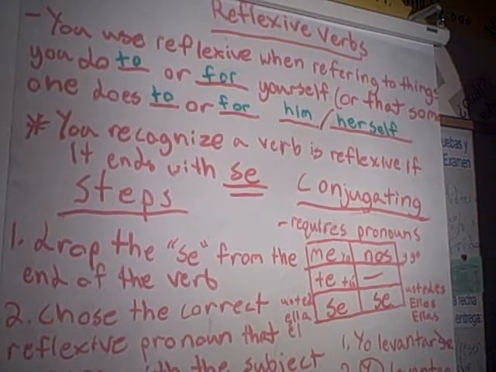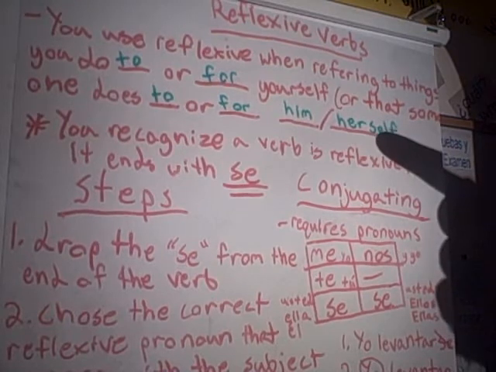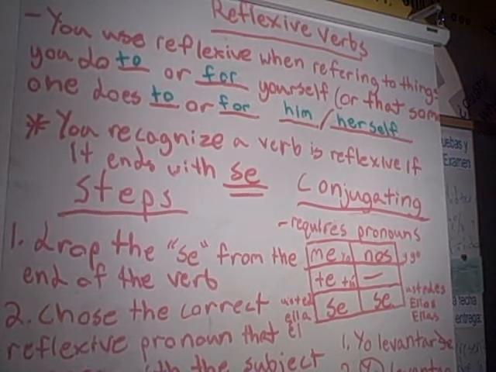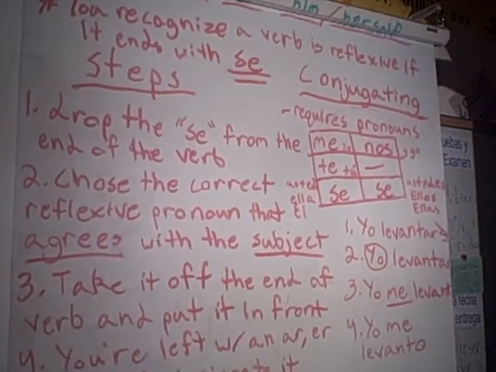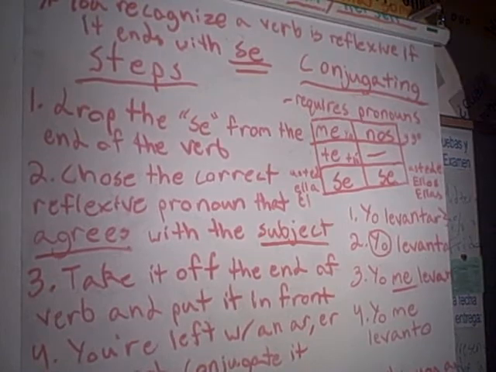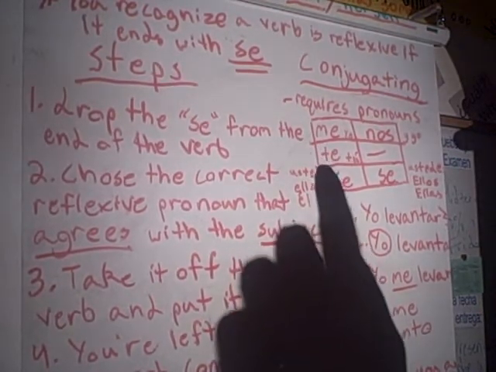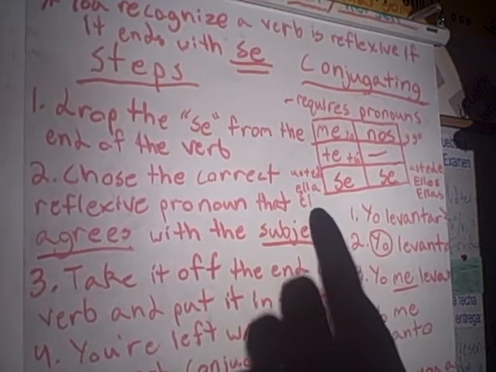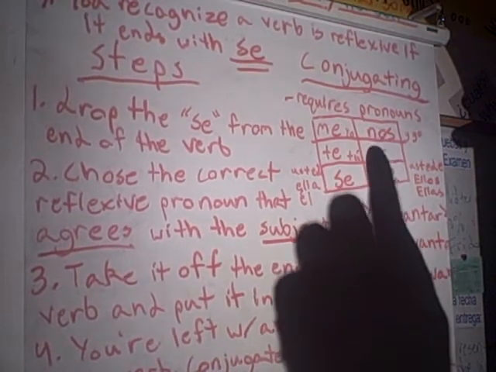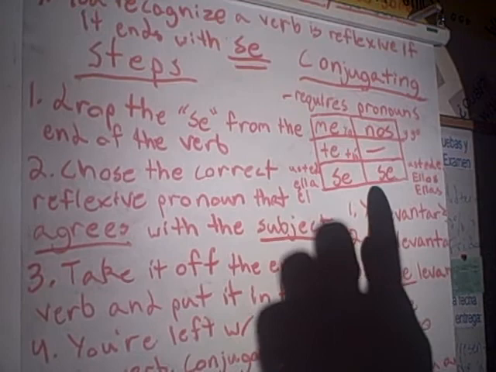Reflexive verbs: when you're referring to yourself, doing things for yourself or to yourself. You also use them when someone does something to themselves, to him or herself, or for him or herself. You always know a verb is reflexive if it ends in se. The pronouns you use for them are me for the yo form, te for tú, se for usted, él, and ella, nos for nosotros, and se for ustedes.